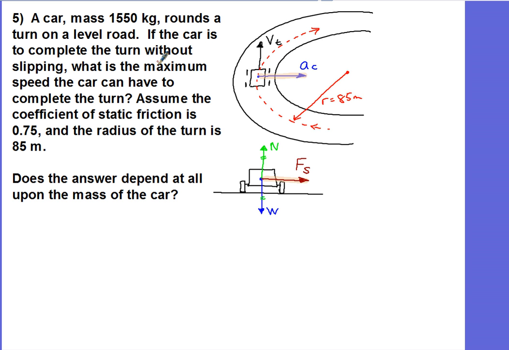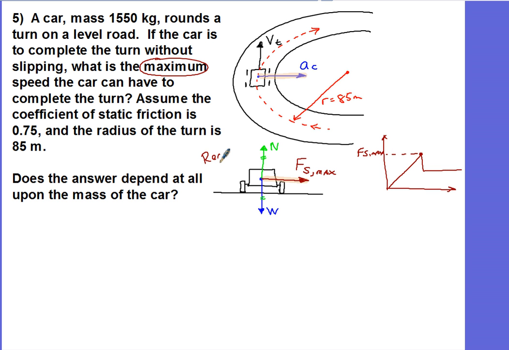Now, because we're looking for the maximum speed, I'm going to make that be the maximum static frictional force. It's the speed at which we just would start to slip. If I went any faster, it would be right at that particular point where I'm getting maximum static frictional force. So I'm looking for that particular speed. Now, that's my FBD.